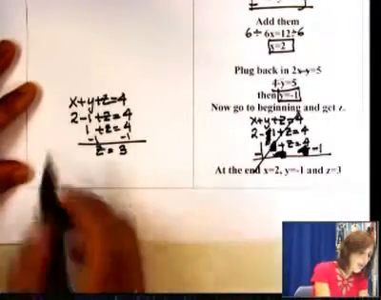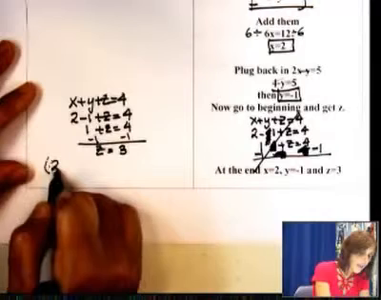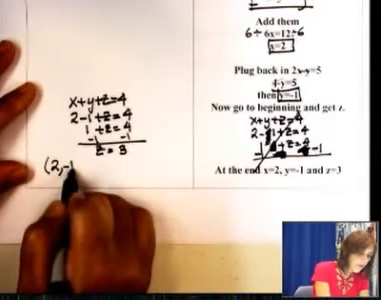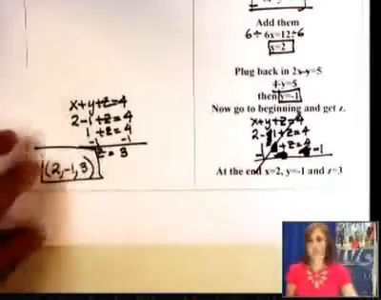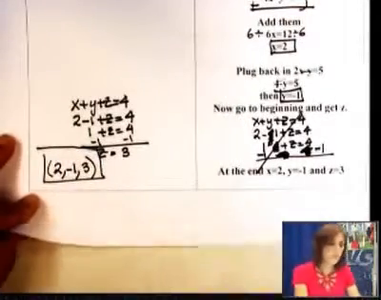So at the end, what do I have? I have x of 2, y of negative 1, and z of 3. And that's your answer. Okay, very good.